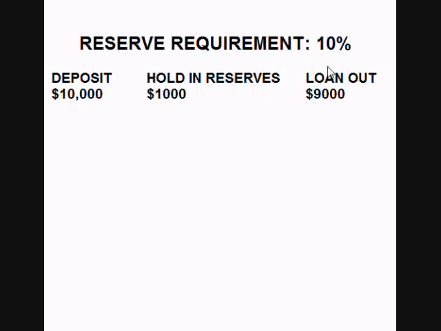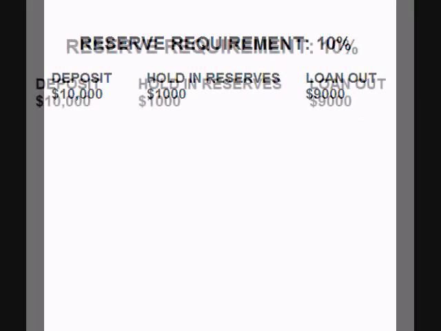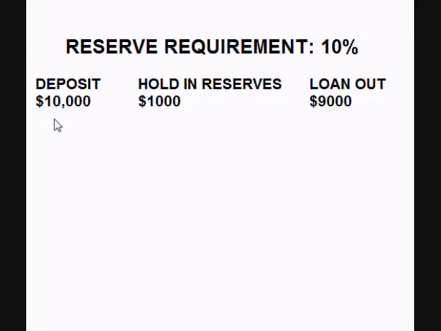Let's set the reserve requirement at 10%. Let's say someone deposits $10,000 into the bank. The bank must hold $1,000 of that in reserves. However, they can loan out $9,000 of that. Let's say they loan out $9,000 to another customer so they can buy a used car. The original customer's $10,000 is still there at the bank. He can take his $10,000 out anytime he wants. However, the bank loaned out $9,000 of that to another customer. As you can see, that loan actually added another $9,000 into the money supply.